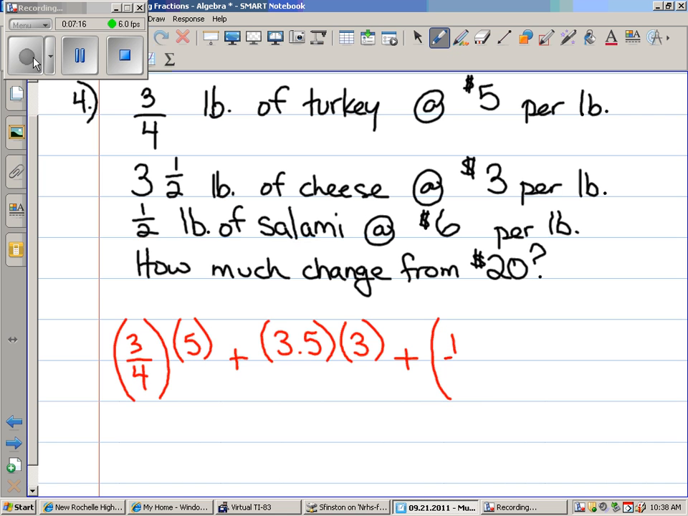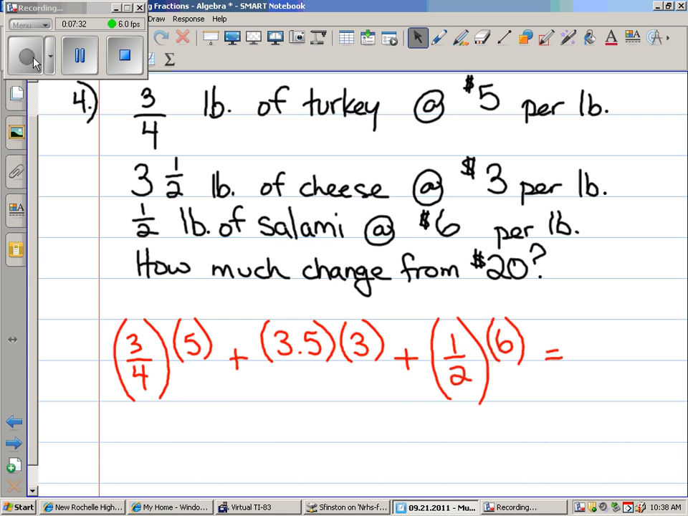I'll buy like a pound of turkey. Half pound of salami at $6 a pound. $3. Very nice, guys. Here's what we got to do. We got to tally that up. We got to find our bill.